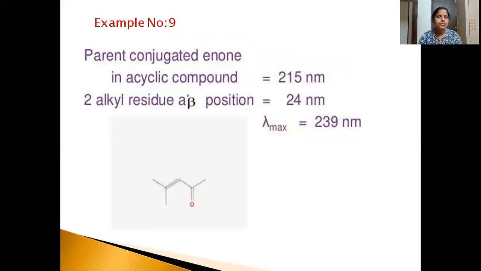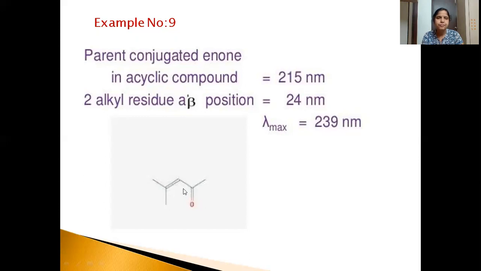Now, next example. Here it is an enone: double bond, single bond and carbonyl. This is the alpha carbon and this is the beta carbon with respect to the carbonyl, so we have to check. This is the carbonyl group. The double bond attached to it has the alpha position and the beta position. Now it is a conjugated enone.